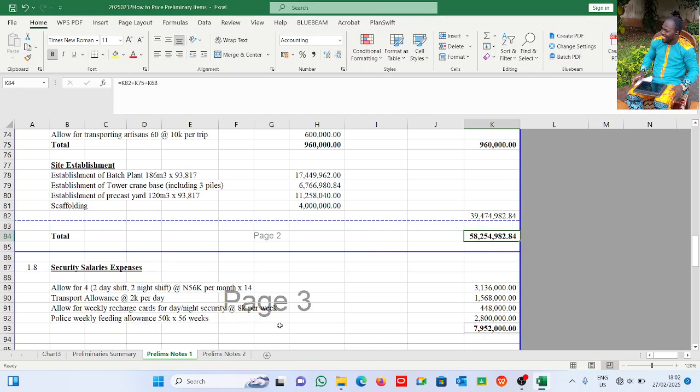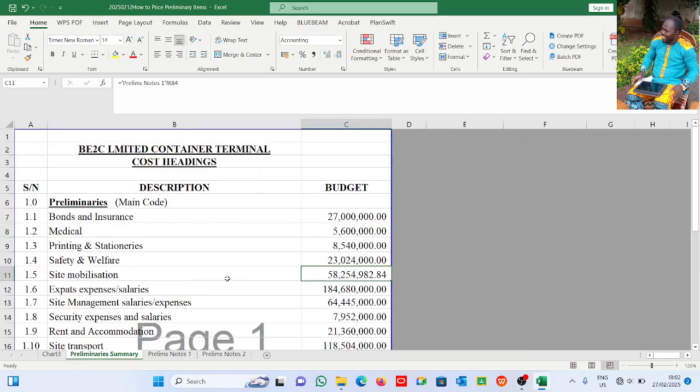Okay, all right, so this is for mobilization. You have to mobilize your plant and equipment, you have to mobilize your workers, and you have to prepare your site to receive the containers and everything you want to use and your batching plant. All right, so let's come back to our summary.